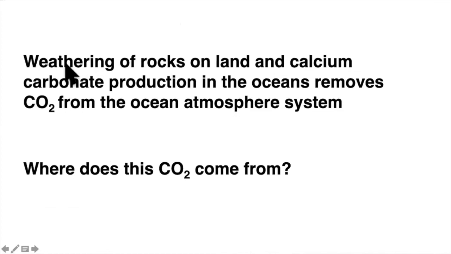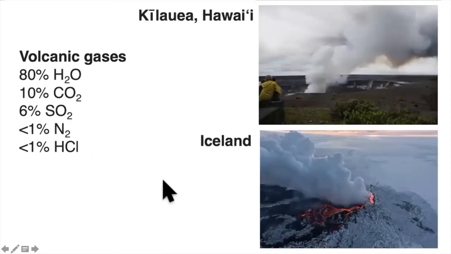So we've described the system where the combination of weathering of rocks on land and calcium carbonate production in the oceans removes CO2 from the ocean-atmosphere system, this combined interchanging system. So this is the main removal process of the inorganic carbon system. And to balance this, we need a source. So where does the CO2 source come from? And the answer is from deep within Earth.